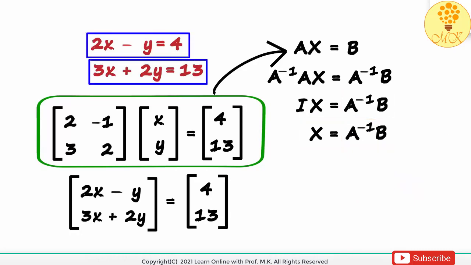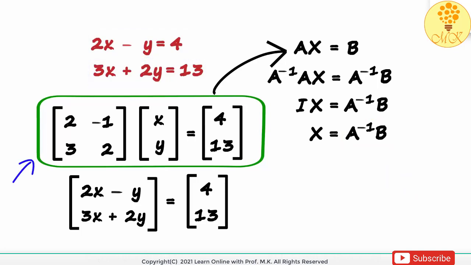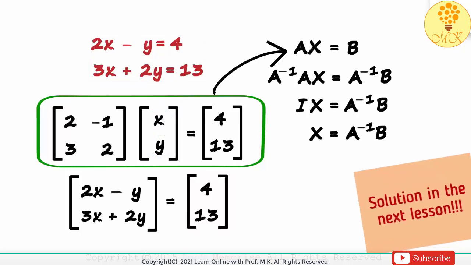So when we are given the two equations, we write it in this form, find the inverse of this matrix and multiply it with this to get matrix X. And that will give us the values of the variables. We will solve this example in the next lesson.